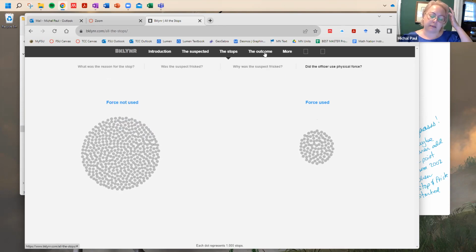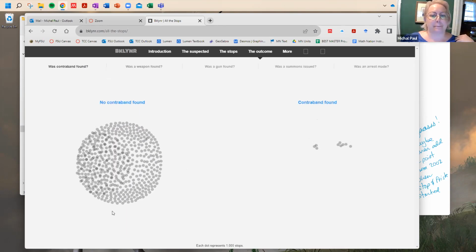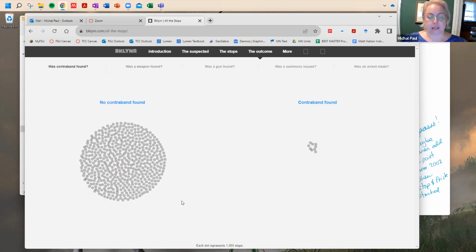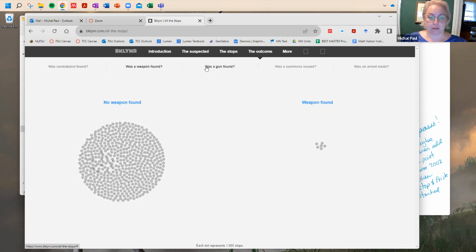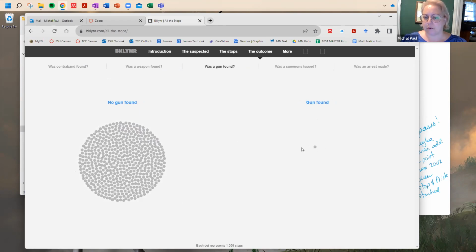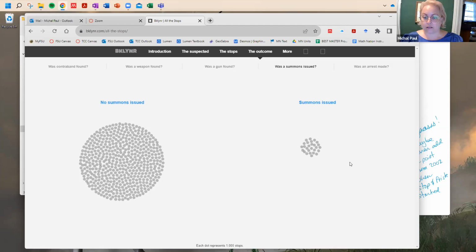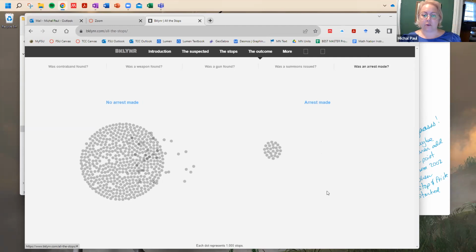But here's the part that made the difference in the Supreme Court case. For the outcomes, overwhelmingly, you'll find that the stops and frisks did not specifically lead to contraband being found, to weapons being found, in particular among weapons, to guns being found. This is 1,000 people though, this dot, just to throw it up there, it's not one person, it's 1,000. And whether or not a summons was issued, like they were asked to come to court at a later date, they weren't arrested, but they were told, hey, here's a ticket, you need to come to court, and whether or not an arrest was made.